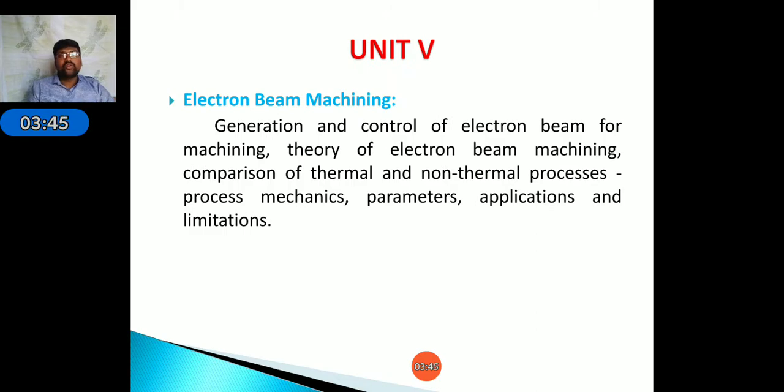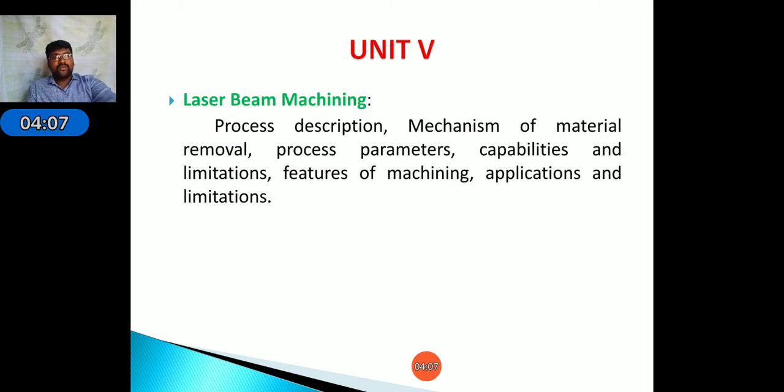Next, coming to Unit 5, that is last one, electron beam machining, that is generation and control of electron beam for machining. Next, theory of electron beam machining, comparison of thermal and non-thermal process mechanics, parameters, applications, and limitations about electron beam machining. Next, laser beam machining, that is process description, mechanism of material removal, process parameters, capabilities and limitations. Next, features of machining. Next, applications and limitations. These are the topics we will learn in this subject from all the 5 units.